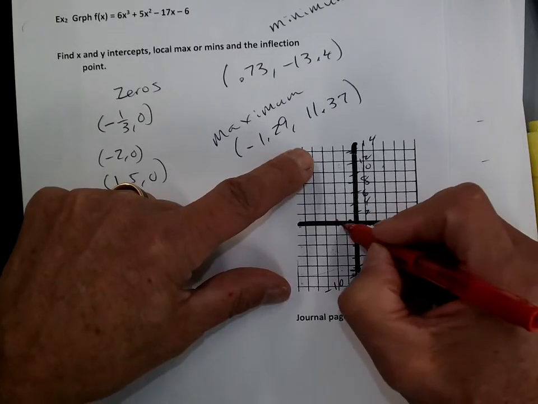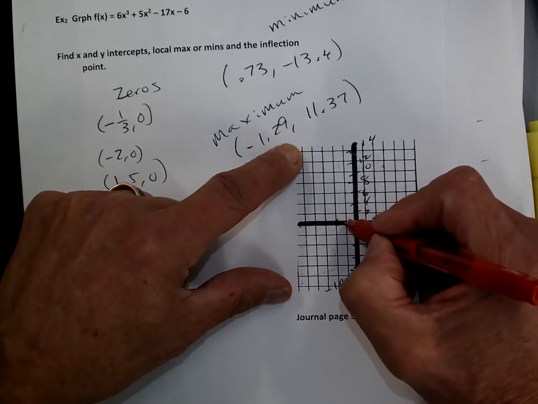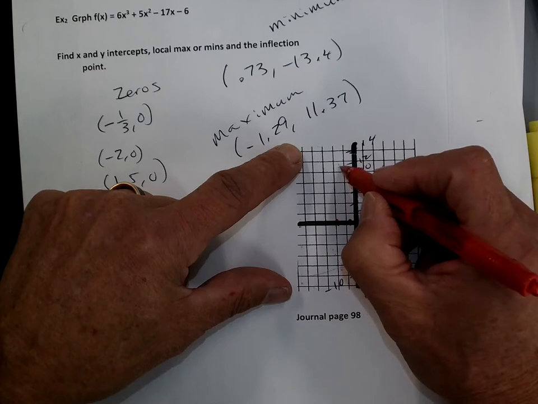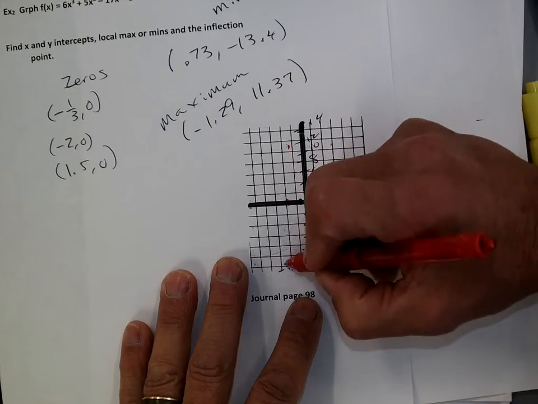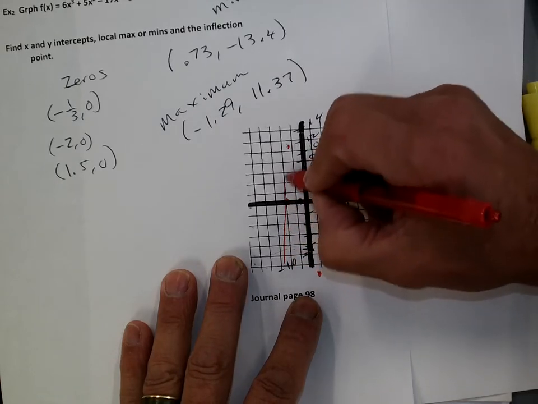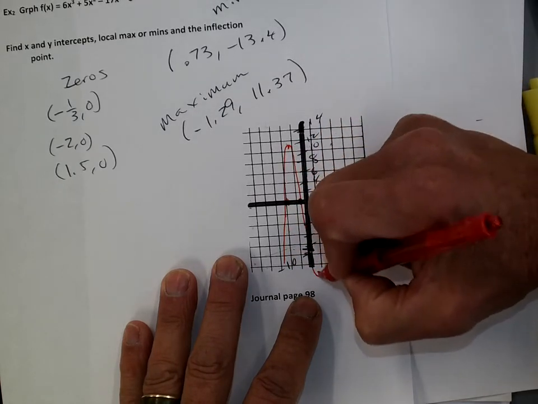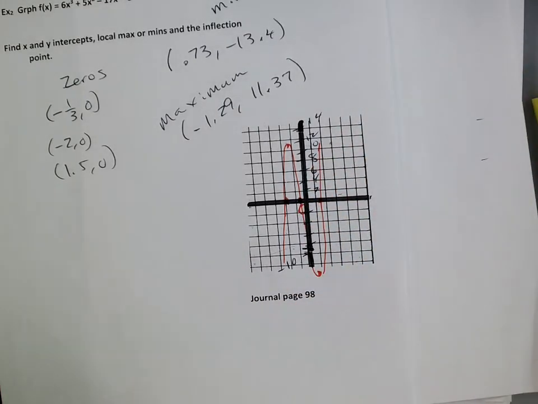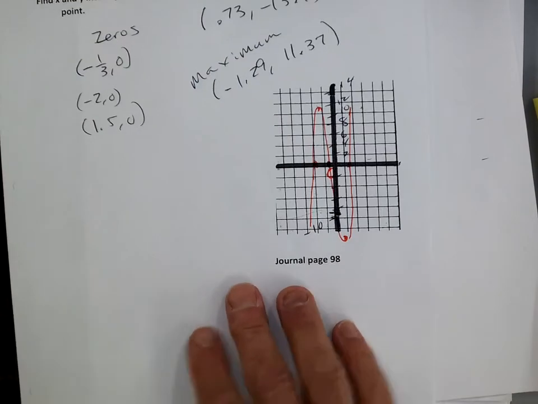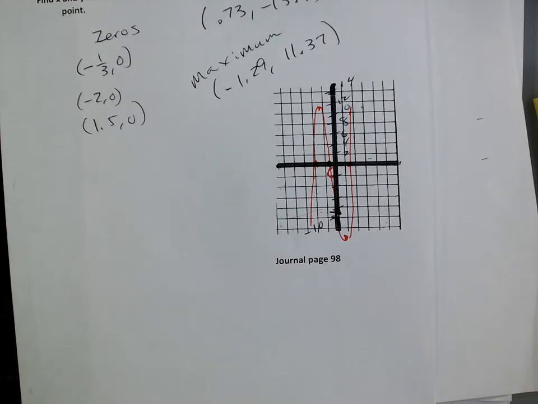My maximum is about 1.3 and about 11. 2, 4, 6, 8, 10. 11 is about here. Okay, so we just sketch it in. And there we go. Now my guess is my inflection point's right about there, because it's got to be halfway between the two. Okay, and in calculus someday you're going to find out how to find this inflection point. Okay, all right. Anyway, there it is. Homework's out of the journal. Go ahead and use your calculators or your Desmos if you need to. Okay, there you go.